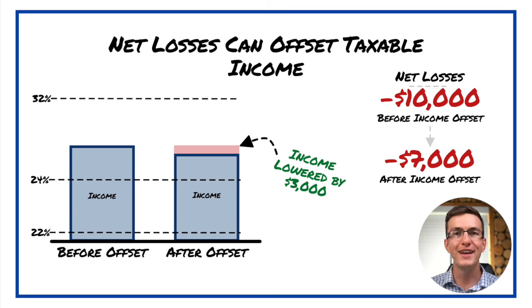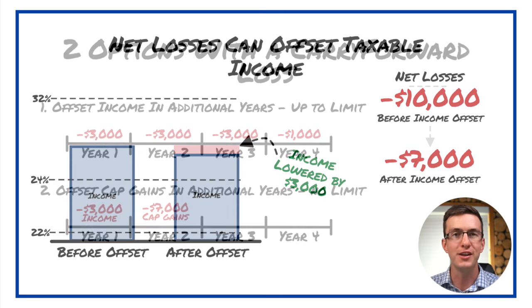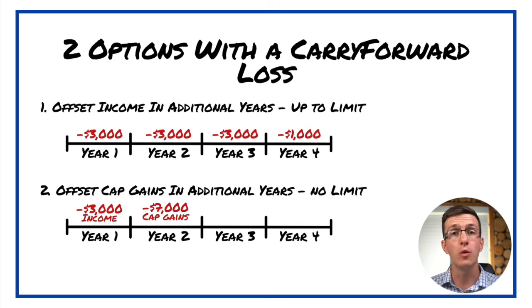Now, after offsetting our income, we still have $7,000 of net losses. So what happens here? Well, now we have what's called a carry forward loss. And so we can do two things with a carry forward loss.